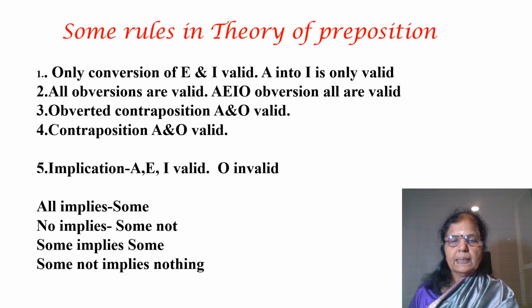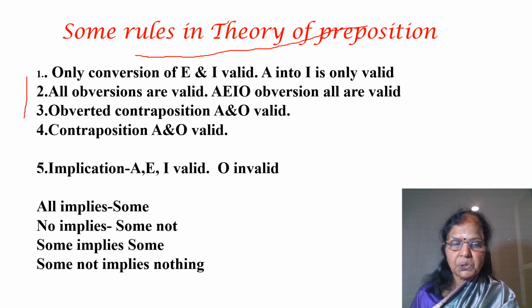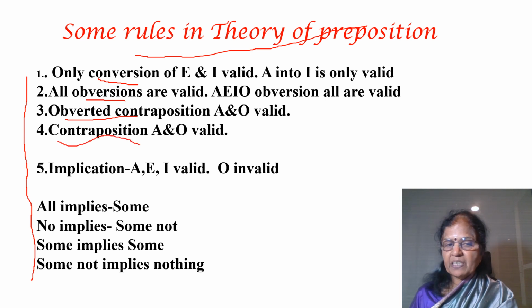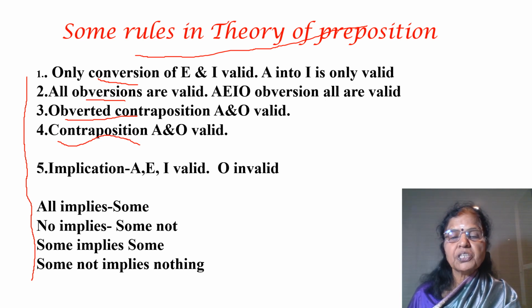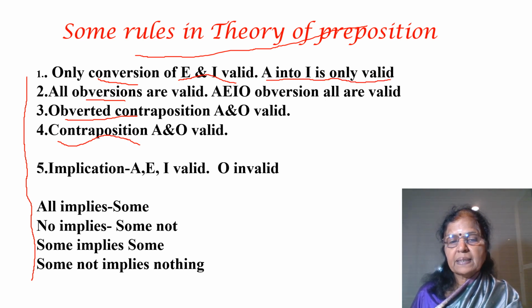See here, this slide shows some rules in the theory of proposition, and these rules you should learn by heart. Somehow you mug it. It's not very difficult. So you know what is conversion now, what is obversion, what is obverted contraposition, and what is contraposition from the previous slide. And see, these rules you should know. Only conversion of E and I are valid, and A into I is valid. All the other conversions are not valid.